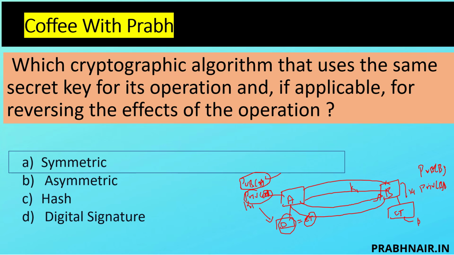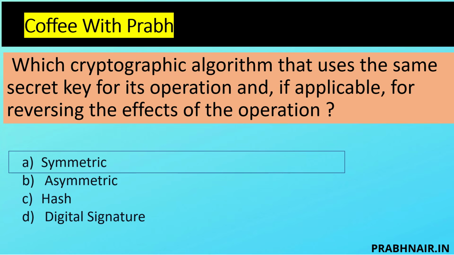Okay. So the primary advantage of symmetric is that it is fast, because it uses the same key to encrypt and decrypt the data. And the primary disadvantage of asymmetric is that it is slow, because it uses one key to encrypt and another key to decrypt.